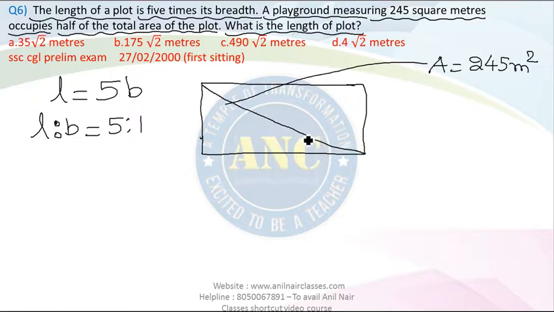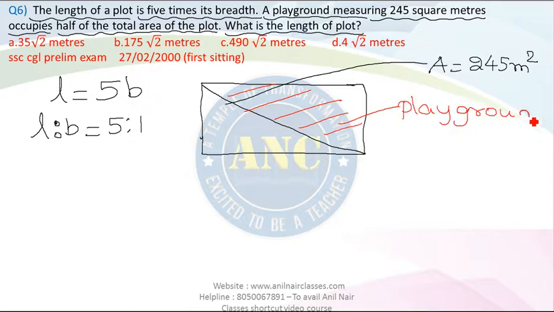Half of the total area, that means I will draw a diagonal in between. Half of the total area of the plot is occupied by the playground. Whatever I am shading right now in red color is the playground, and it is given in the question that it is half of the total area of the plot. The question is, find the length of the plot.